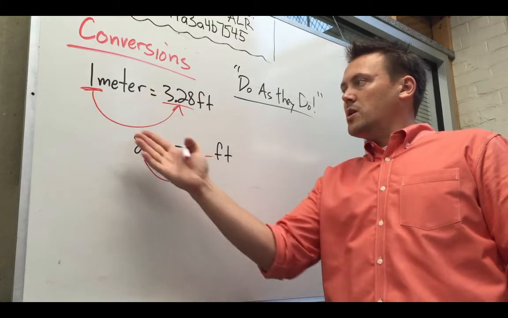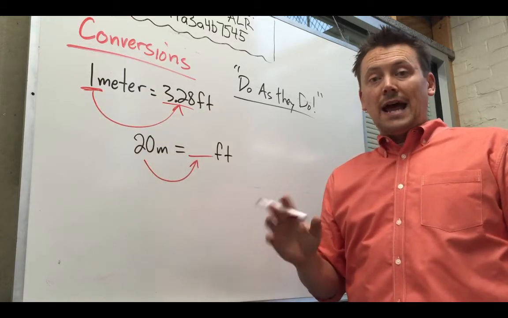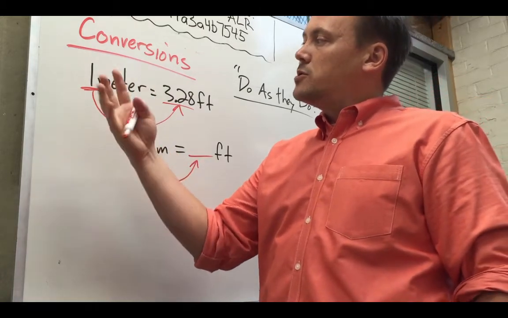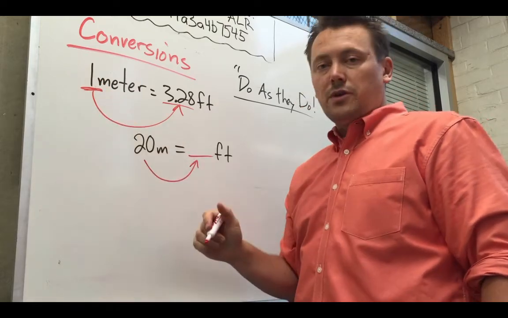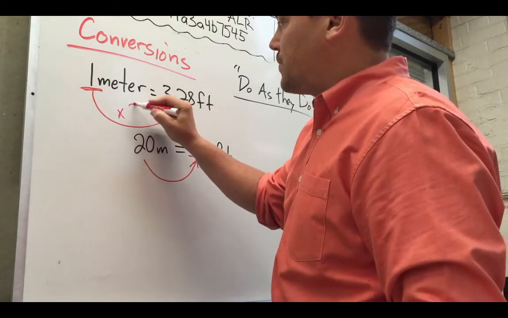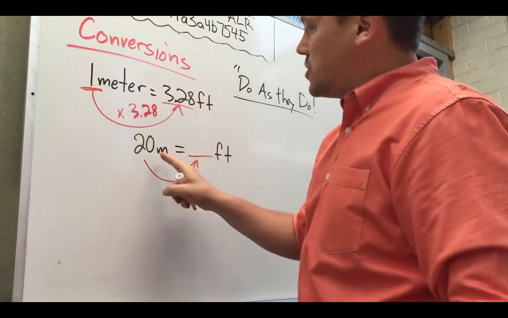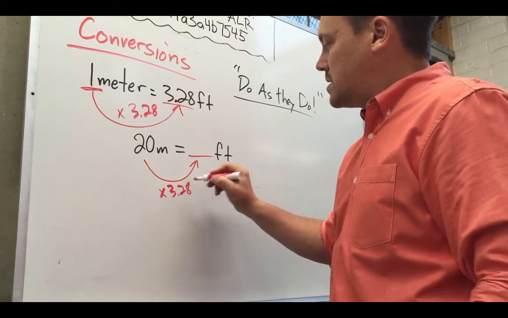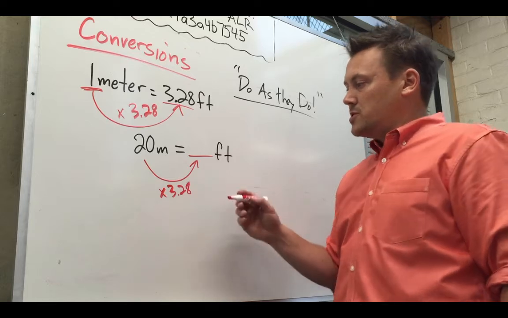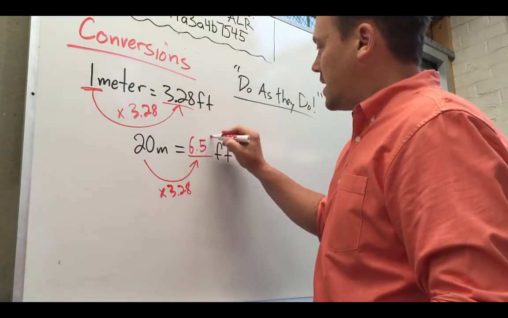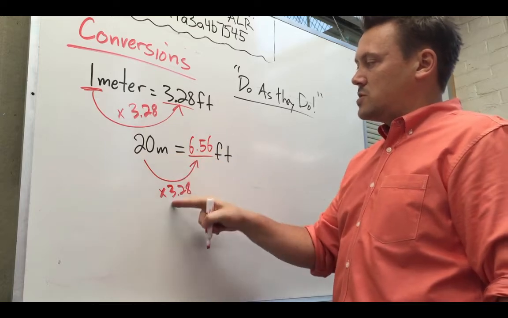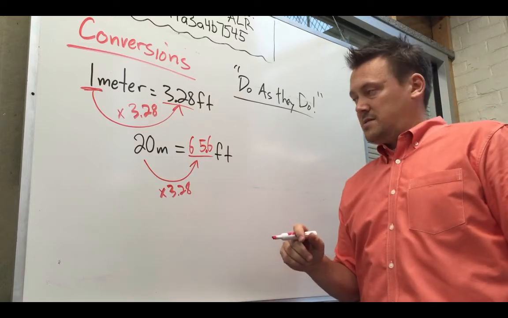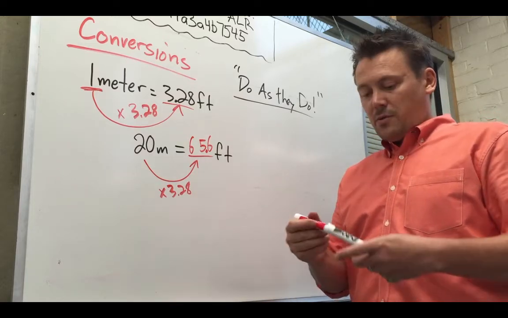How could you possibly get the number 1 to become the number 3.28? Sure, you could add, but in this case, we're always going to multiply or divide. So what would you multiply or divide to get 1 to become 3.28? I would multiply by 3.28. So because you're going from meters to feet, you do the same thing. So 20 times 3.28. Got it? 20 times 3.28 would be 6.56, that's times 2. So we've got to make sure our decimal place is in the correct spot. 65.6 feet. All right?